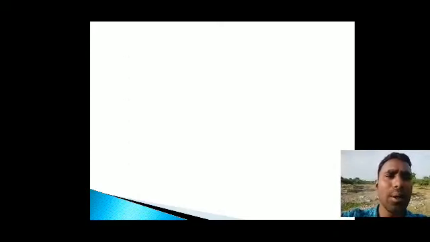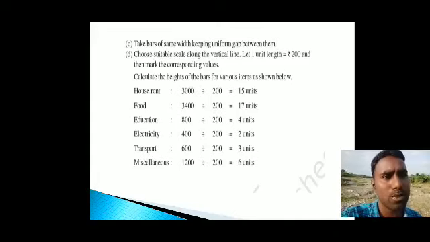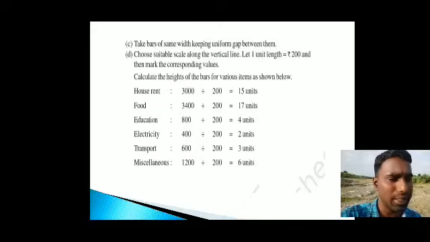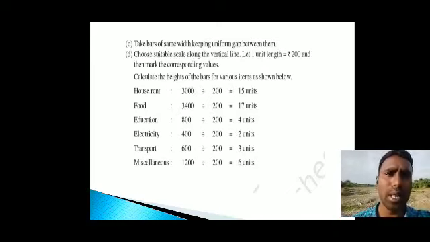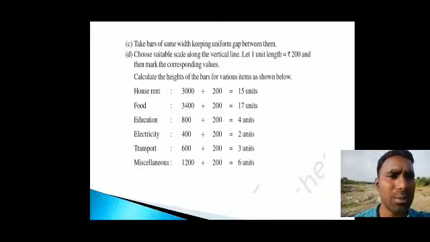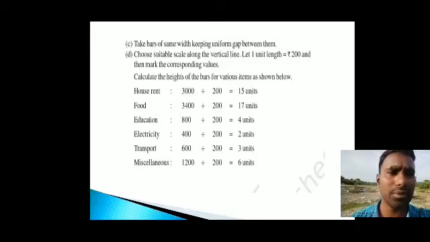Next, take bars of the same width keeping a uniform gap between them. While you are drawing the bar graph, the uniform space will be there, and you also have to provide a suitable scale. For example, on each axis, what does one unit represent? On the x-axis, how much for 1 unit, and on the y-axis, how much for 1 unit. So these are the things we are going to calculate. And calculate the heights of the bars of various items as shown below. So we are going to find the height of each one.